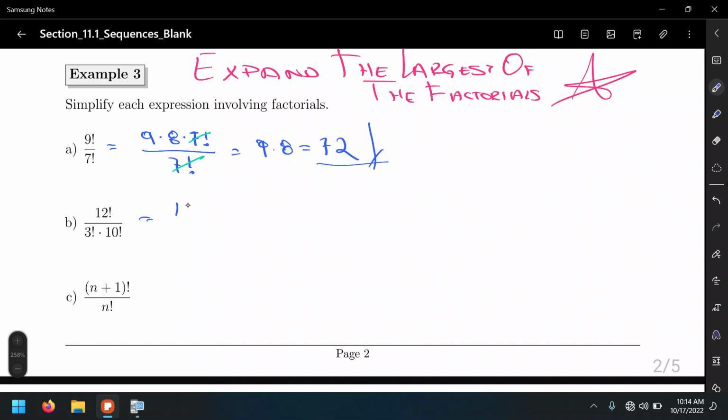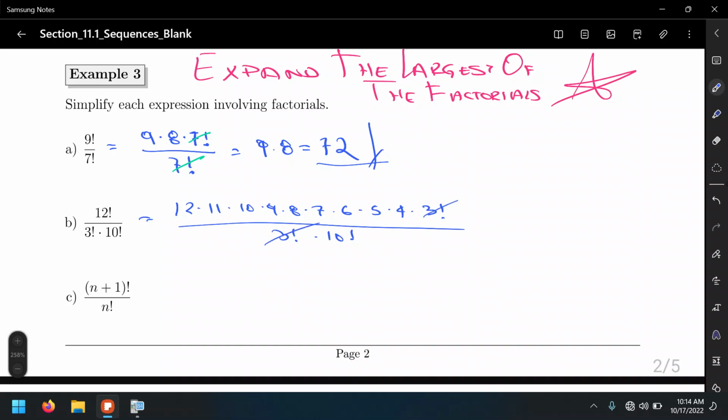I mean, this is one way. You don't have to write this one, by the way. 11, 10, 9, 8, 7, 6, 5, 4, 3 factorial over 3 factorial times 10 factorial. Well, we can cancel out the 3 factorial.